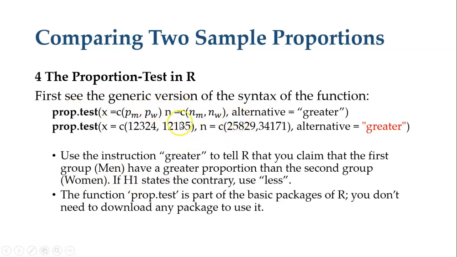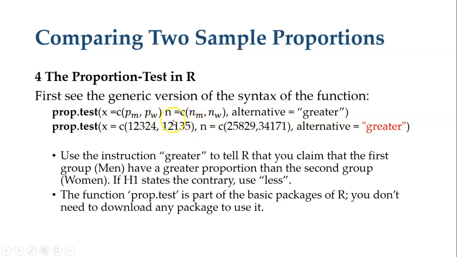See the structure of the function. You don't have variables here. You don't have data sets here. You need to plug in numbers, okay? So you're gonna have this x equals c, and the first value is gonna be p, which is the support for Trump in the male population, and you're gonna have the support for Trump in the women population, and you're gonna have this n.